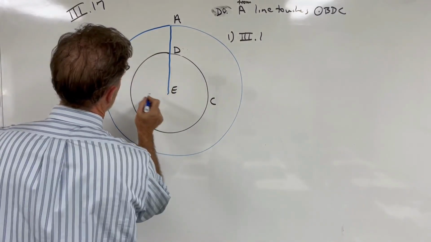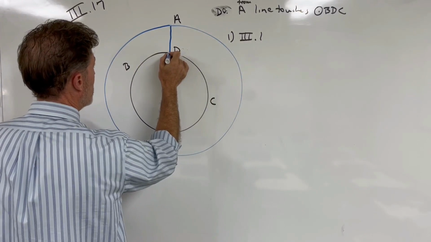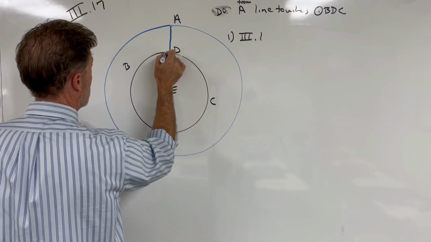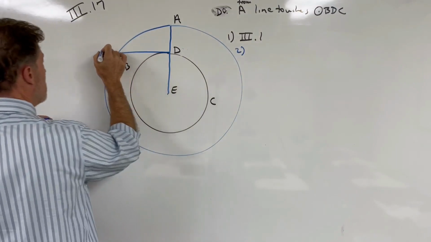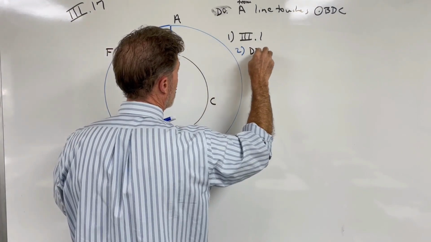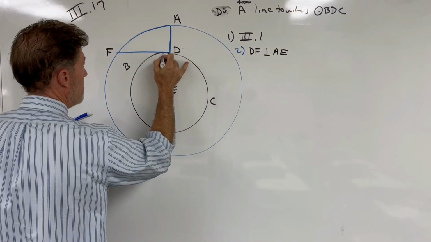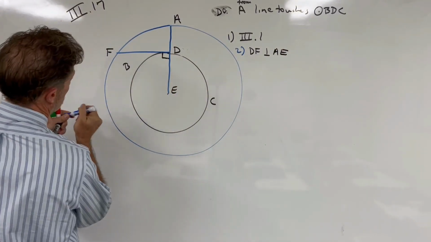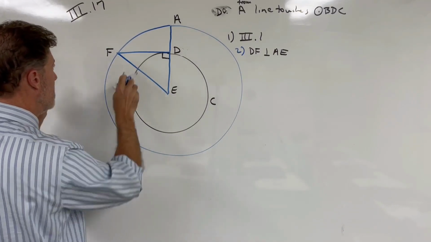So at point D, now we're going to draw a line perpendicular to AE. We're going to call this F. So we're going to make DF perpendicular to AE, which is going to make this obviously a right angle. Then we're going to connect FE. We'll call this point of intersection here B.